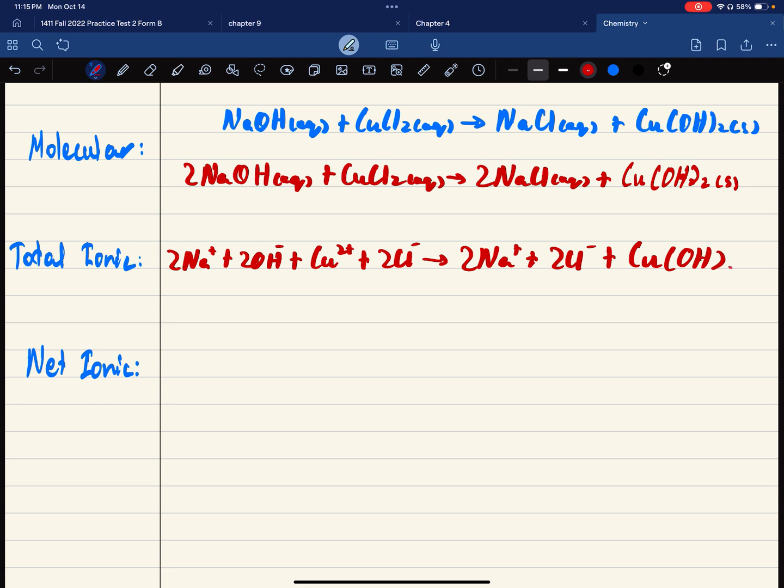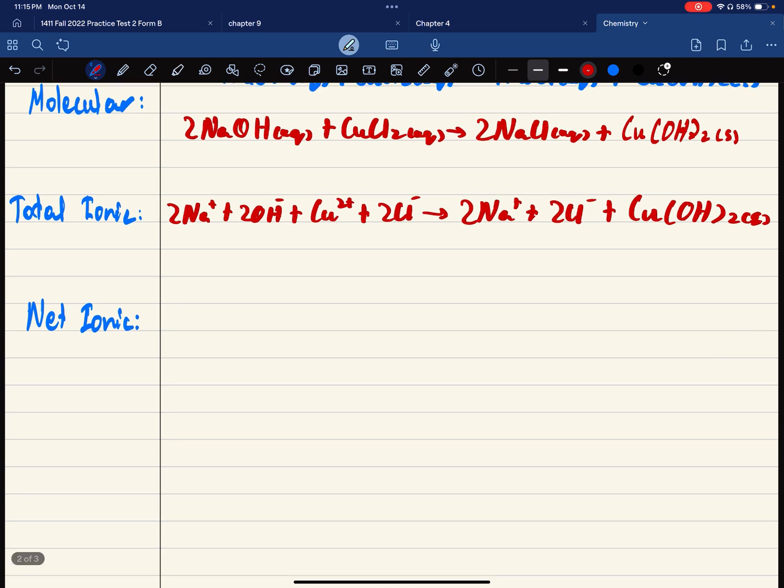So the rule is that solids, liquids, and gases do not dissociate in a precipitate reaction. In acid-base reactions, water doesn't dissociate because it's a liquid. In this one, Cu(OH)2 is solid, so it won't dissociate, and we don't need to break it down further. So this is going to be our total ionic equation.